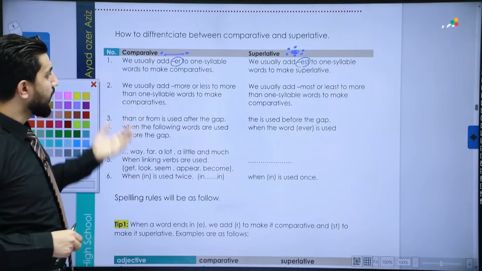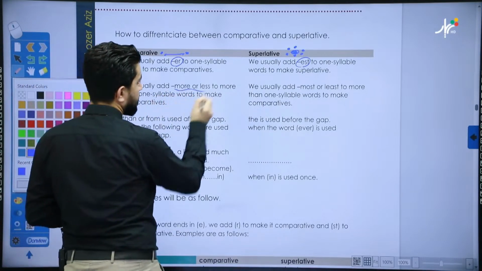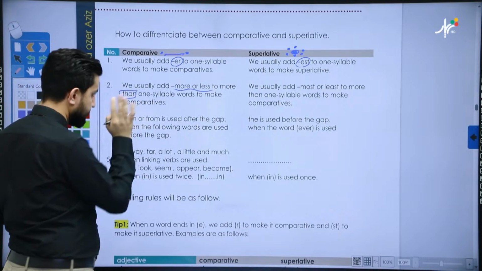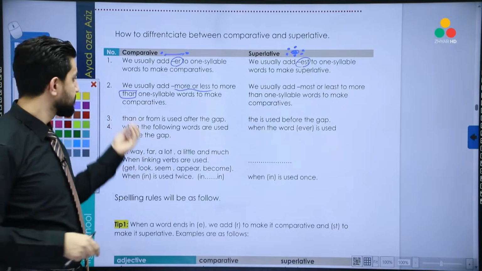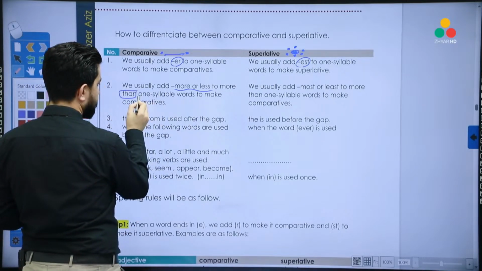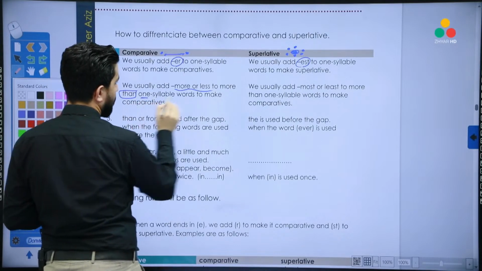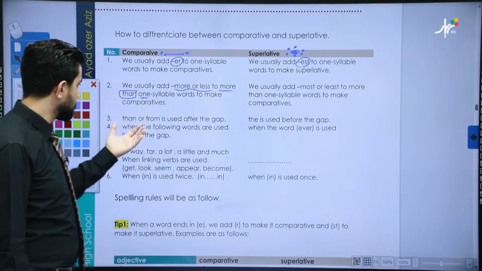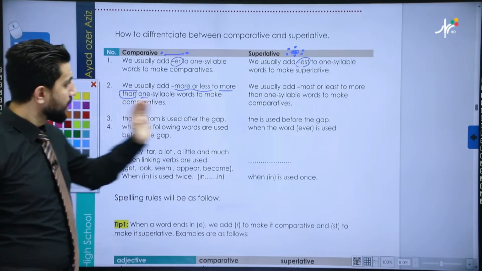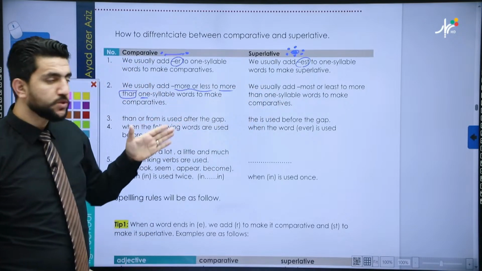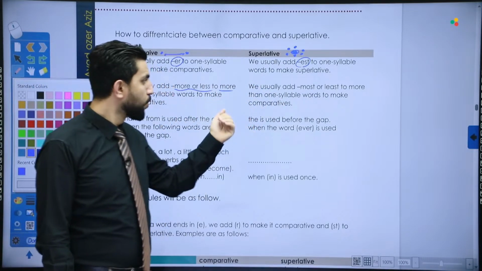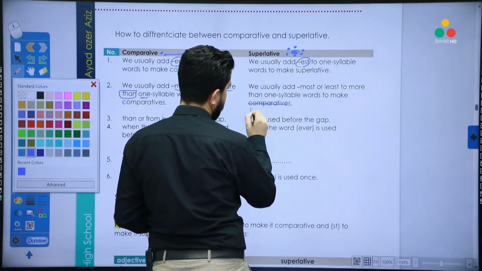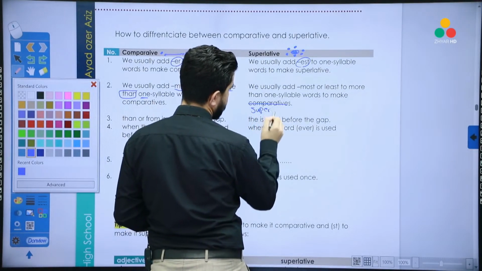Number two, we usually add more or less, and then the word than, to words of more than one syllable to make the comparative. More than one syllable, not one syllable. We'll talk about what a syllable is in a moment. But here, we usually add most or least to words of more than one syllable to make the superlative.